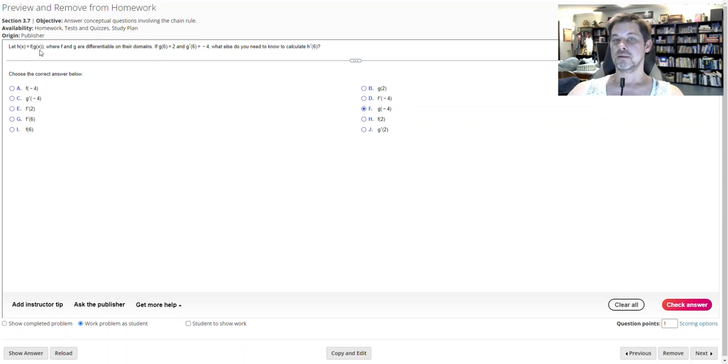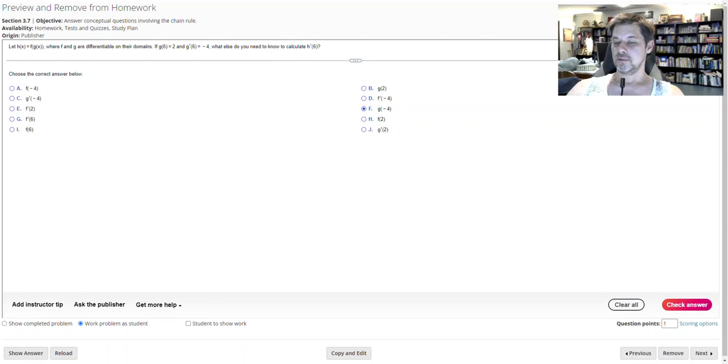But here, this original function is not given. I have some information about it, but I don't know the function itself, and so it might be a little tricky to apply the rules to it. So I've summarized it on my own work, but I'll say it like this. There's this function h of x, which is f of g of x. I know g of 6 and g prime of 6, and I want h prime of 6.